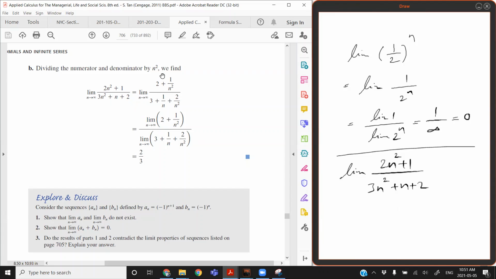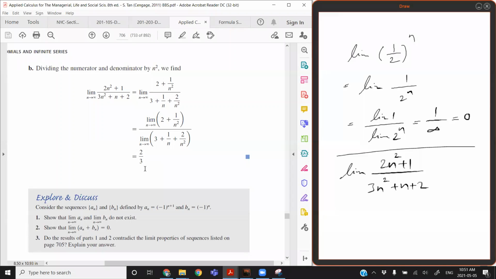Now, it's going to be the limit of the numerator over the limit of the denominator. This term is going to go to 0. This term is going to go to 0. This one is also going to go to 0, so you get 2 over 3.